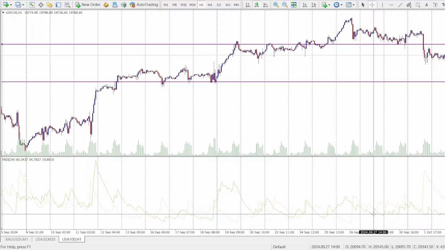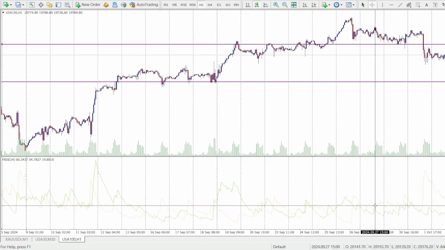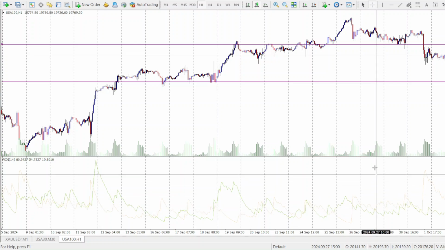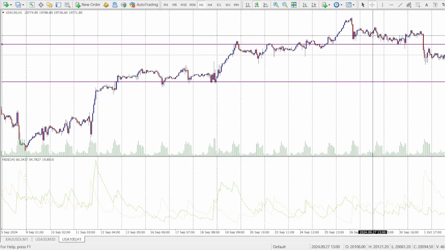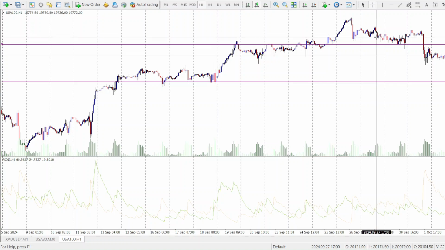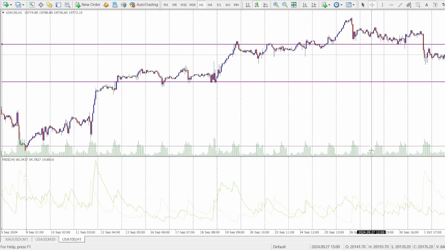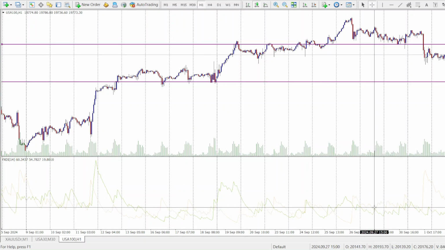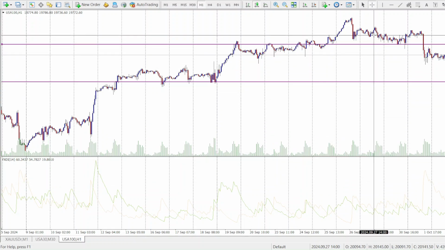Or we would have waited for an opposing signal from the indicator, and that opposing signal is going to mean when the green line crosses above the yellow line, and that happens somewhere around here. So we would have exited this trade somewhere around here. That is, if we had waited for a signal from the indicator, then we would have exited somewhere around here, right?